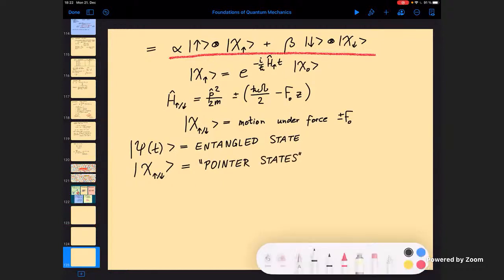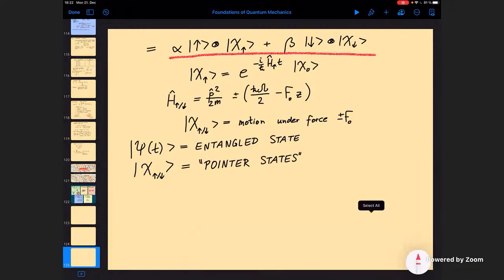Why pointer states? Because like in a classical analog, a measuring device that has a scale and a pointer, you will in the end have the pointer pointing, say, either to the left or to the right, indicating the result of the measurement. And it's the role of these motional states, chi up or chi down, to indicate to you the direction of the spin. So that's why they are called pointer states. Okay, so we can also visualize everything, for example, by drawing how chi up and chi down look like.